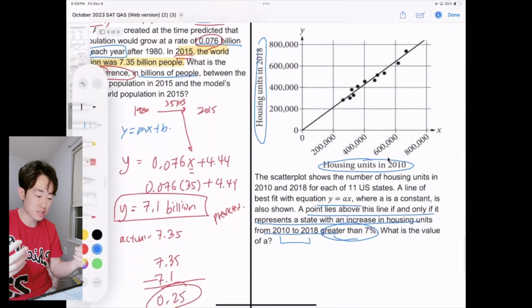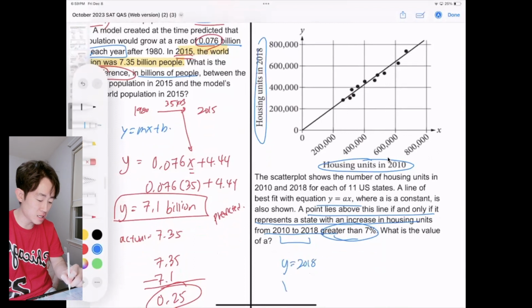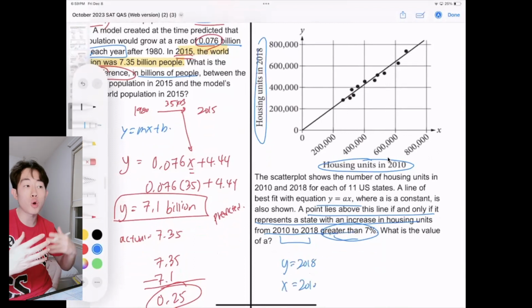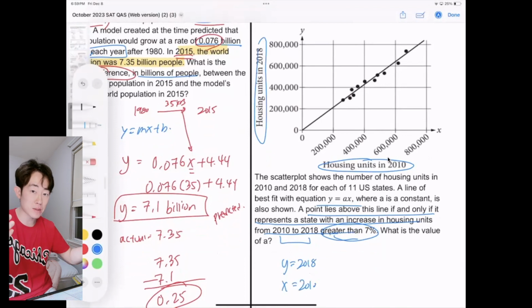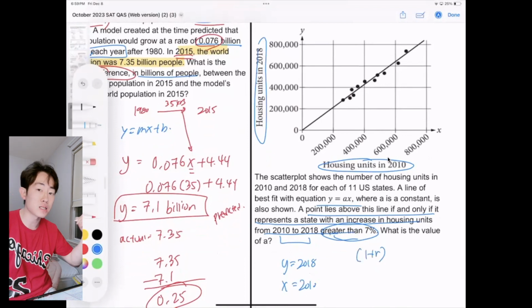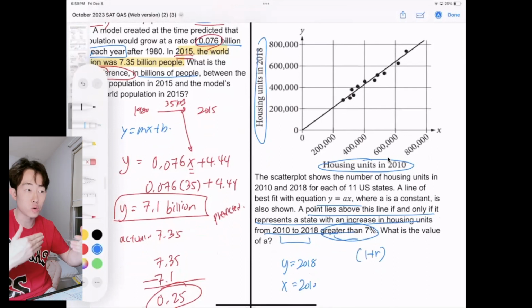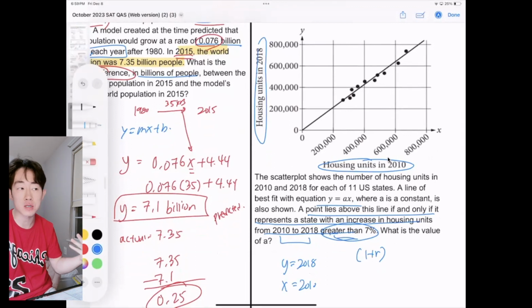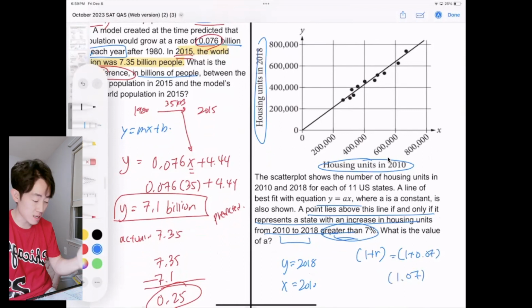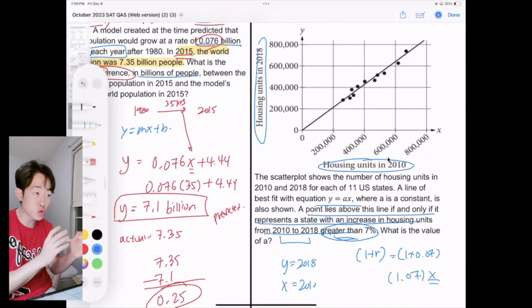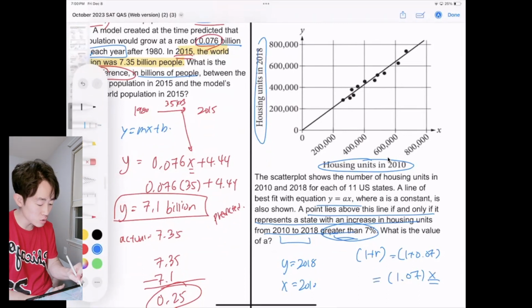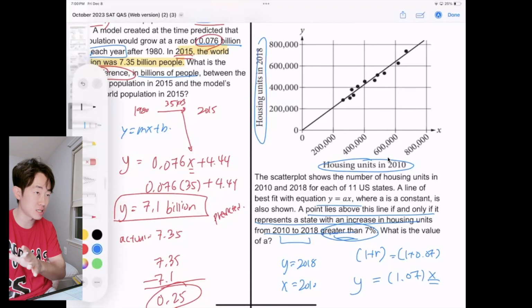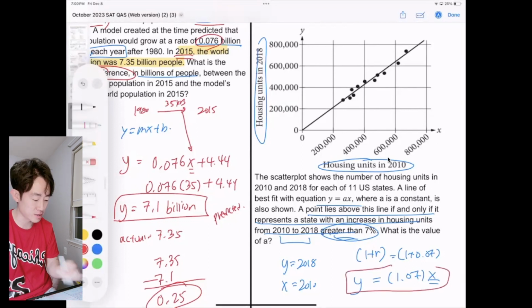So if I were to really express this, where y is the year 2018 and x is the year 2010, you have increased by 7%, you're going back to this 1 plus the rate all over again. It's the exponential increase. They don't say the word exponential, but when they give you a percentage increase, it's 1 plus the rate. So you do 1 plus 0.07, which means you're looking at 1.07 times x is equal to the value of these houses in 2018. So this is the expression.